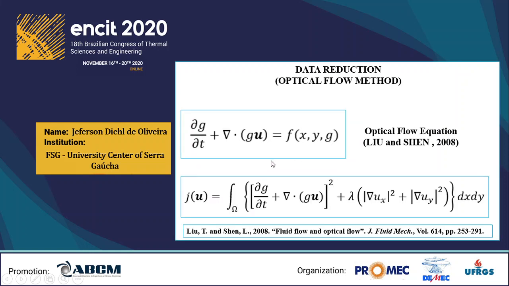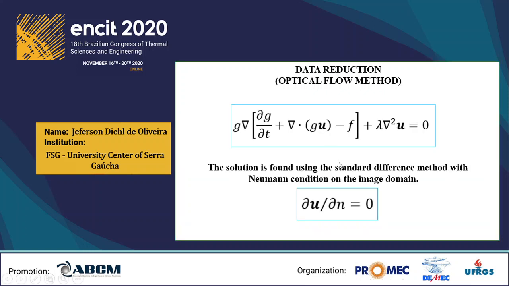Well, a variational formulation with the smoothness constraint is used to determine the optical flow according to this equation here, where lambda represents the Lagrangian multiplier and omega is the image domain. The solution is found using the standard difference method with Neumann condition on the image domain.